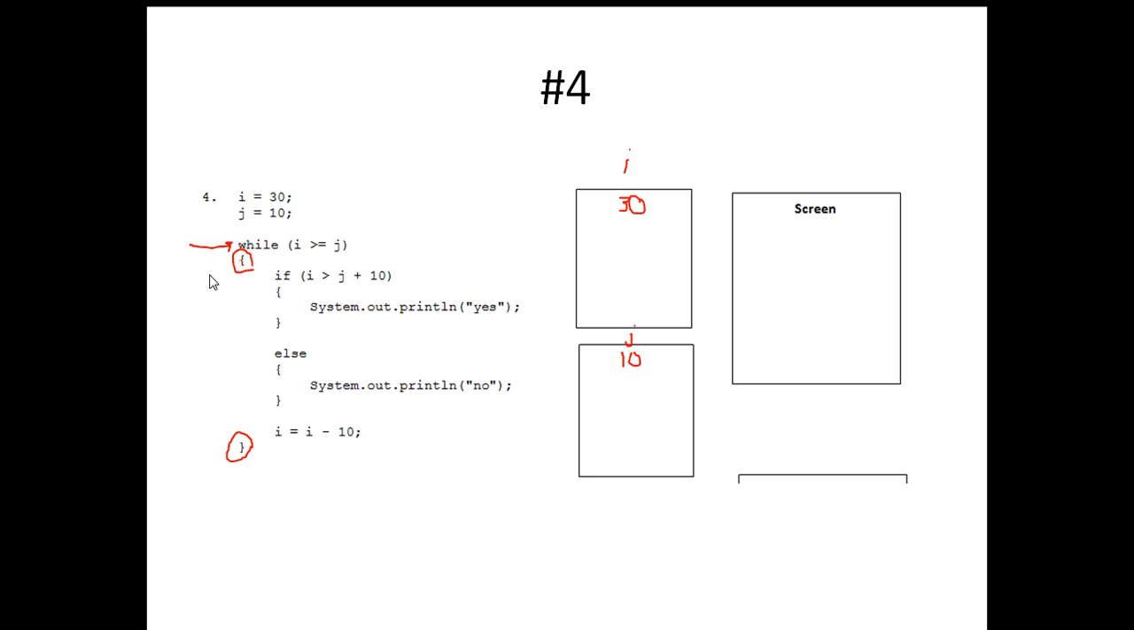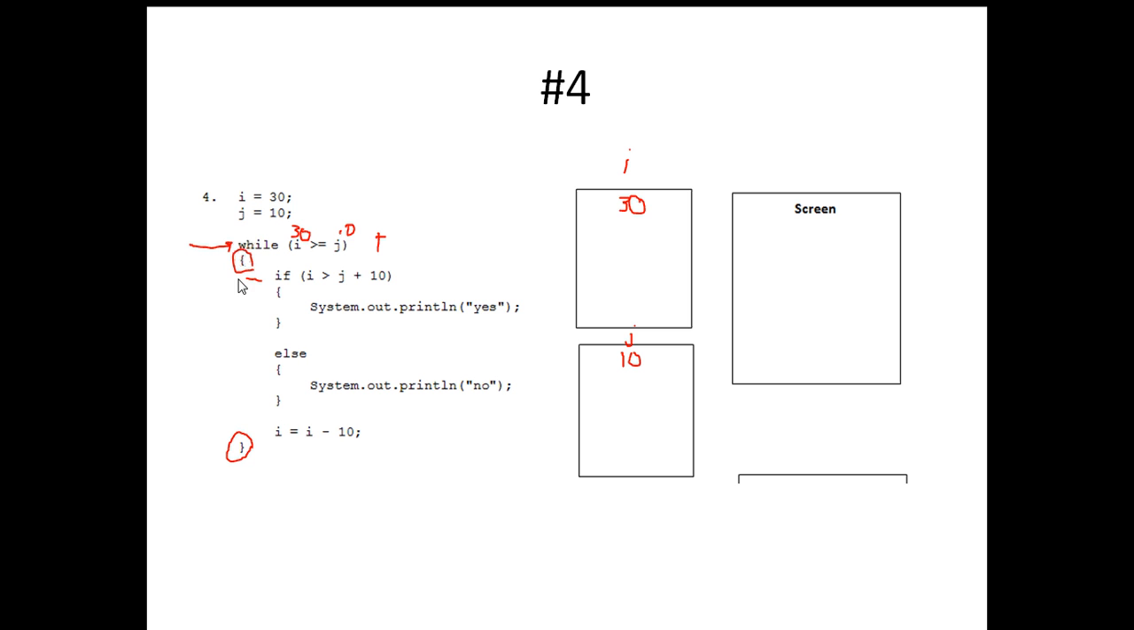So we're going to jump into the loop, and the first thing that we do is, oh wait, first of all we have to check the while loop. I is 30, and the question is, is 30 greater than or equal to 10? Which it is. So since this is true, we're going to jump into the loop.